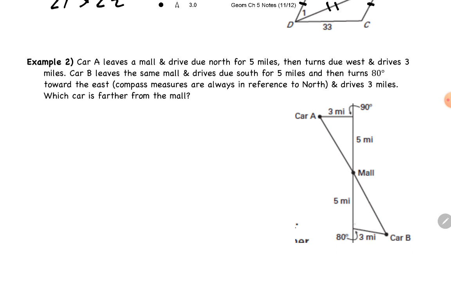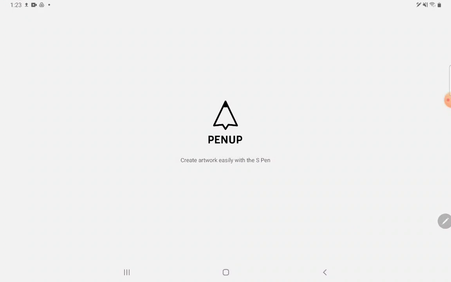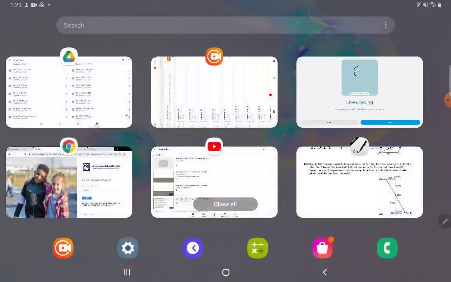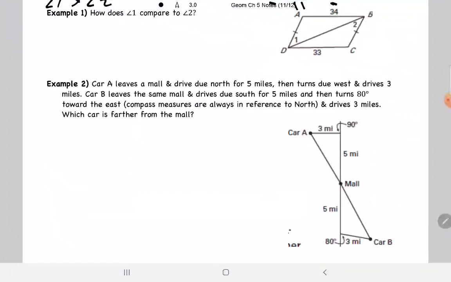Okay, so this is 100 degrees. Why? Because 80 plus this angle is a straight line. The straight line is 180 degrees. So this is 100. And we know if that's 90, then this is 90 degrees as well.